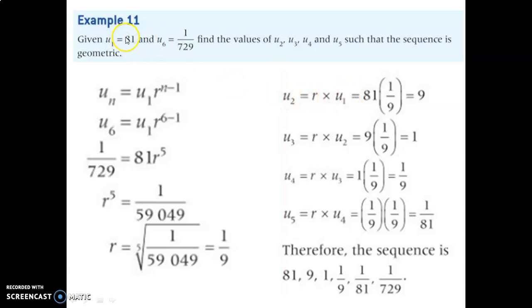say U2, you just take U1 and you multiply by the R value to get U2. And to get U3, you can just take U2 and multiply by the R value, right? So the U2 value that you found here, multiply by 1/9 to get that. Then that value which you found, multiply by 1/9 to get the next one, and so on and so on. So there's a sequence written out.